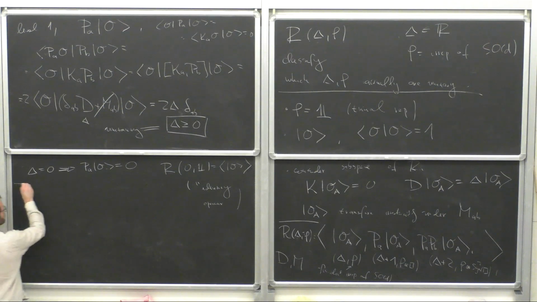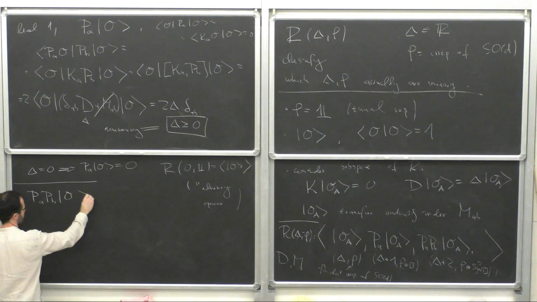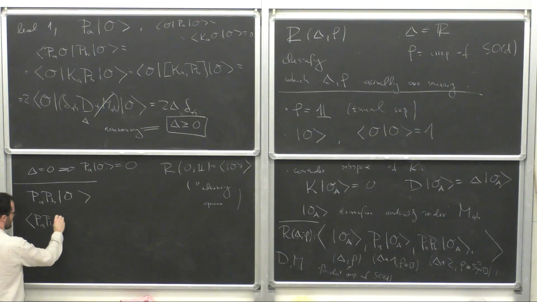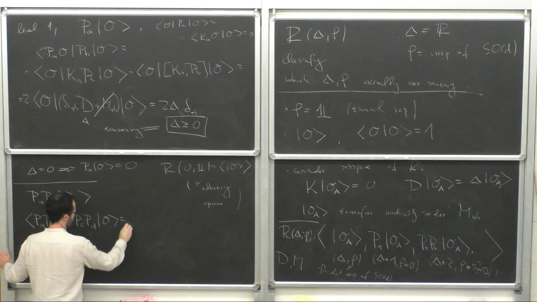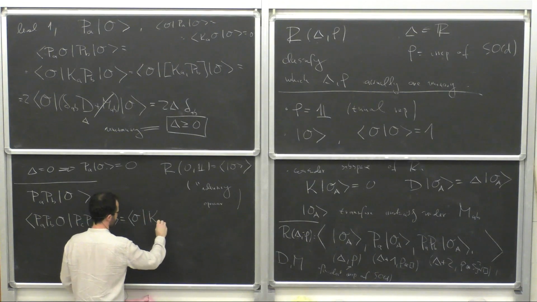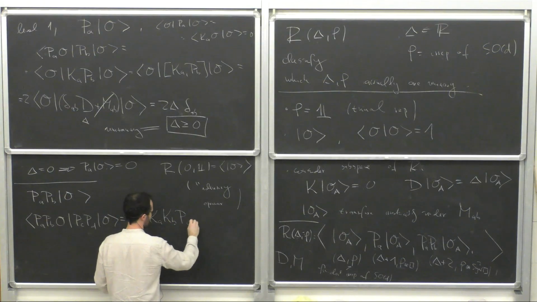Okay, and now let's go to level 2. So now we want to compute the matrix of inner products of these states. Right, so let's consider P_A P_B acting on O, inner product P_C P_D acting on O. So that's O, K_A, K_B, P_C P_D, O.